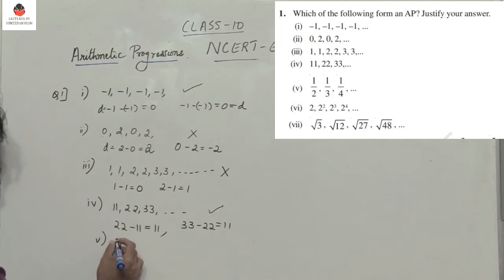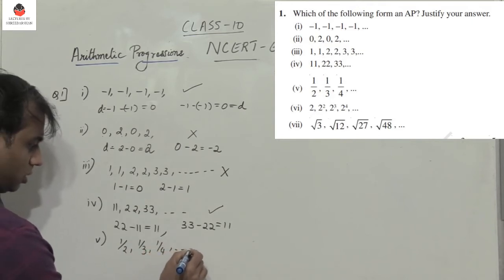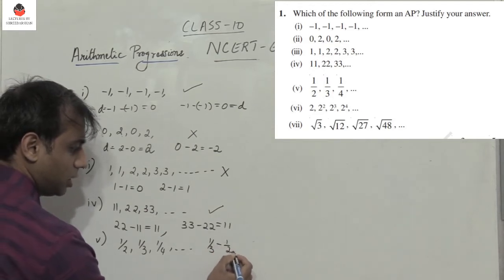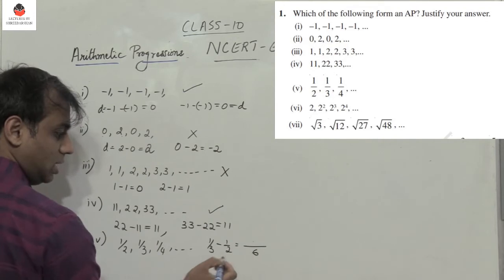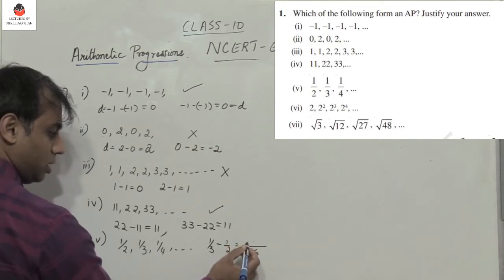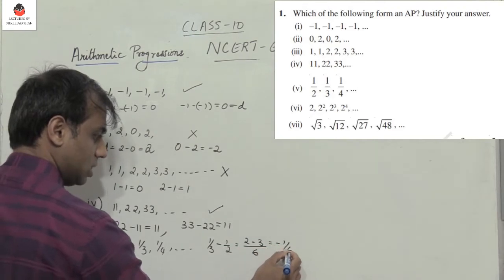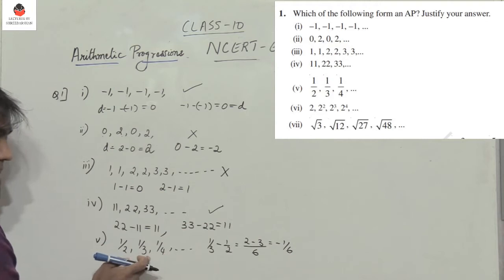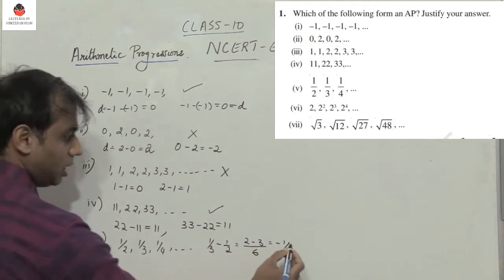Fifth one, 1 by 2, 1 by 3, 1 by 4 and so on. Second term minus first term, 1 by 3 minus 1 by 2. Here we have to take the LCM, which is 6, so you get 2 minus 3, which is minus 1 by 6. So the common difference is minus 1 by 6 here. Now subtract the third term and the second term.